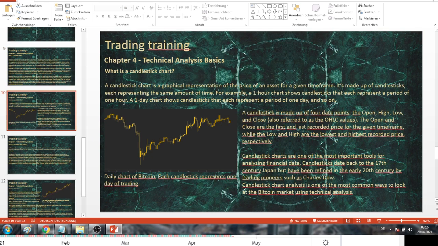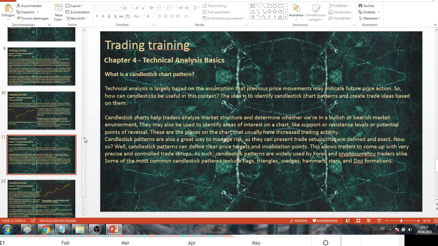So important. What is a candlestick chart? A candlestick chart is a graphical representation of the price of an asset for a given time frame. It is made up of candlesticks, each representing the same amount of time. For example, a 1 hour chart shows candlesticks that each represent a period of 1 hour. It is very important for us to analyze this. It helps me to see that the price is going higher, higher lows and so on. I work with them and it's very important to analyze the price.